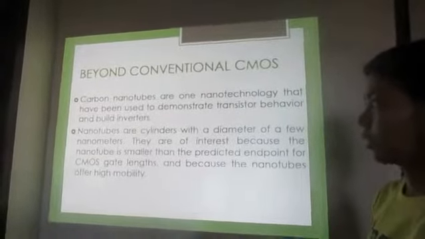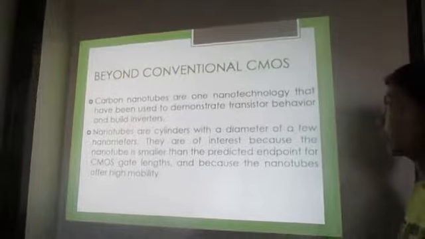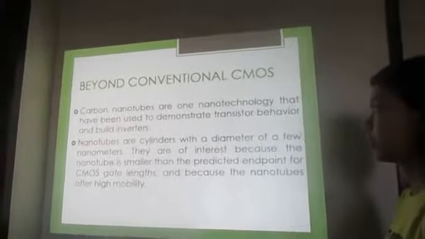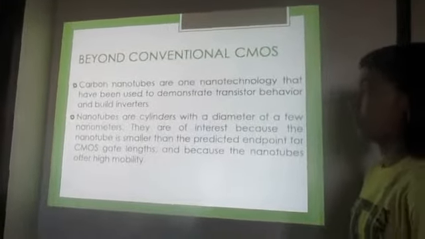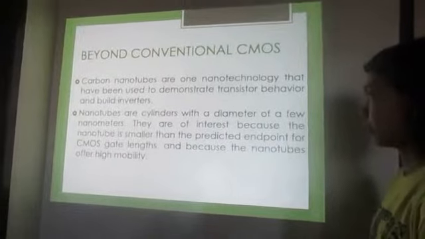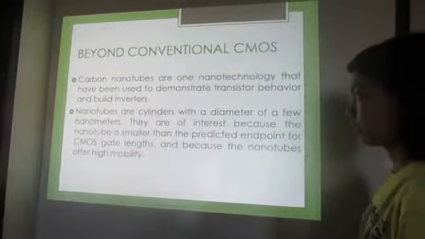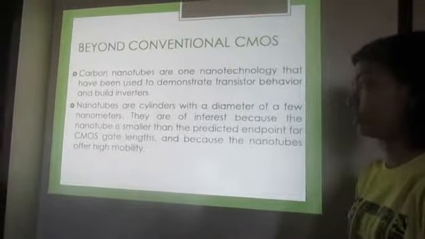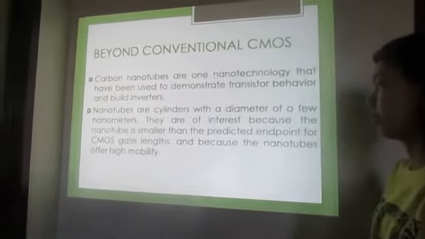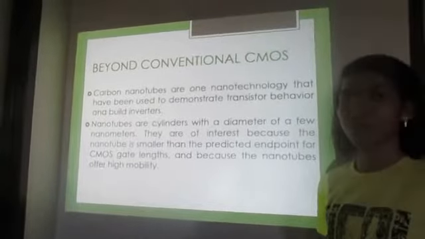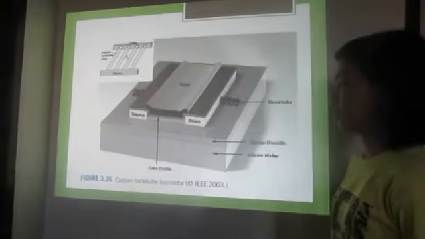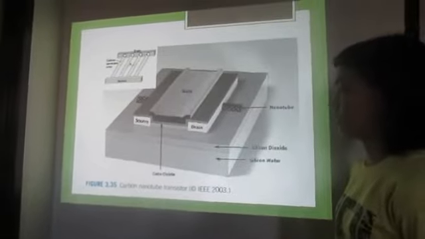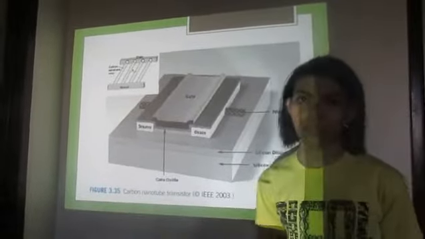So, carbon nanotubes are one nanotechnology that have been used to demonstrate transistor behavior and build inverters. Nanotubes are cylinders with a diameter of a few nanometers. They are of interest because the nanotube is smaller than the predicted endpoint for CMOS gate lengths and because the nanotubes offer high mobility. So this is an example of a carbon nanotube transistor. That's all. Thank you.